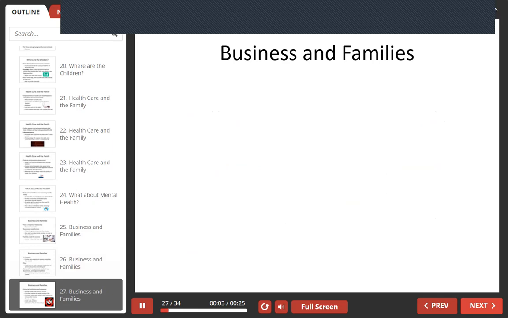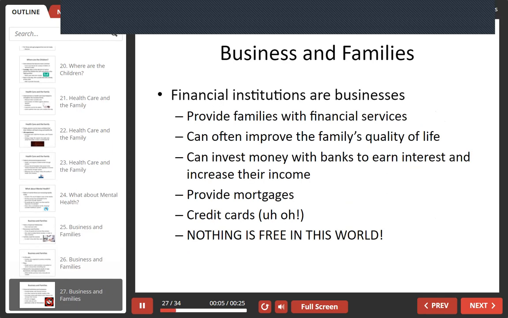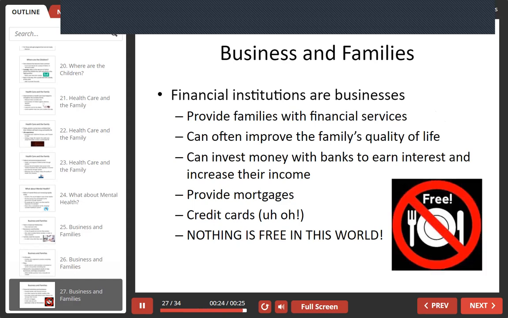Financial institutions are also seen as businesses. They provide families with financial services. They can often improve the family's quality of life and can invest money with banks to earn interest and increase their income. They can provide mortgages and credit cards, which is not always a beneficial option, and nothing is free in this world.